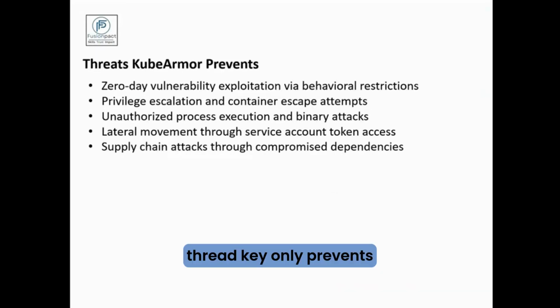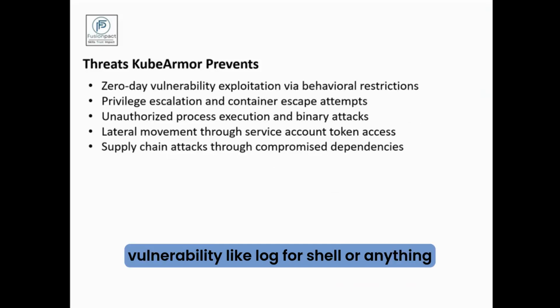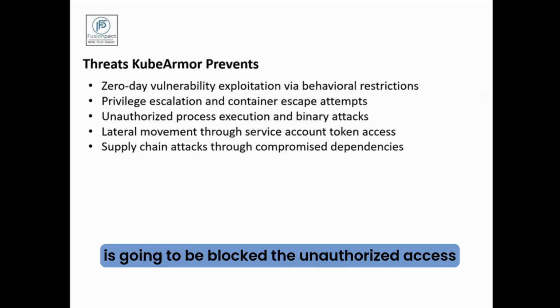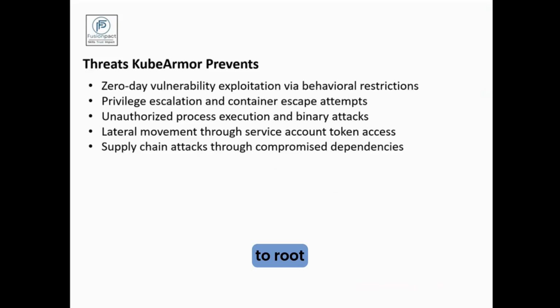And threats KubeArmor prevents: here we have zero day exploits. If an app has a vulnerability like Log4Shell or anything, the abnormal behavior is going to be blocked completely. Privilege escalation: it is going to stop gaining root-like privileges. It blocks unauthorized access to root.